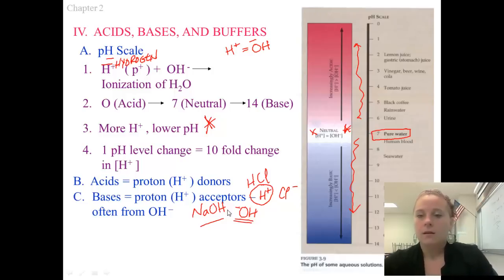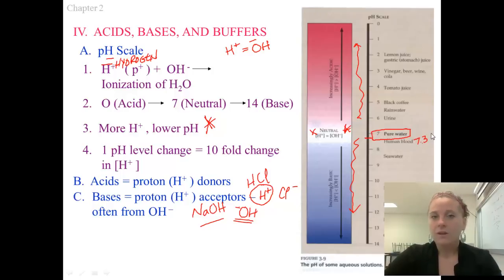Okay. I do want you to take note of the human blood. Human blood sits right about here. So notice, human blood isn't neutral. Human blood runs at about a 7.3 or so. Just slightly basic. And we have to maintain that.